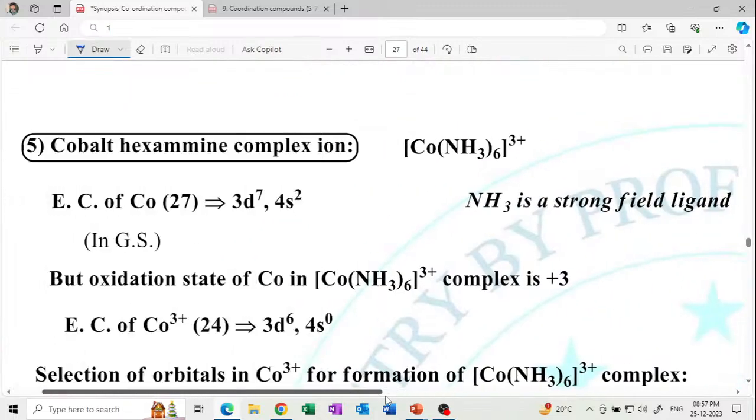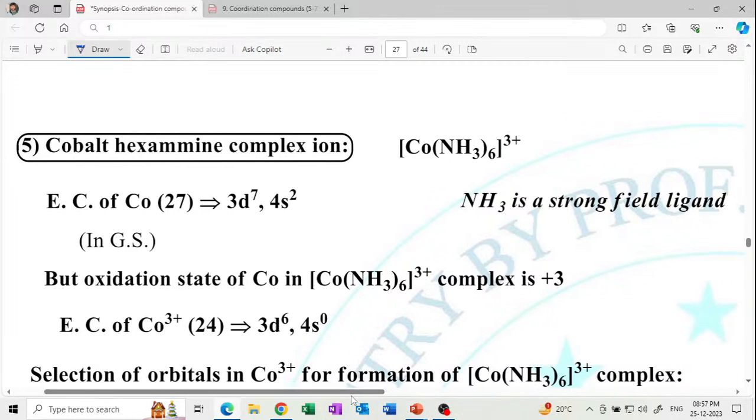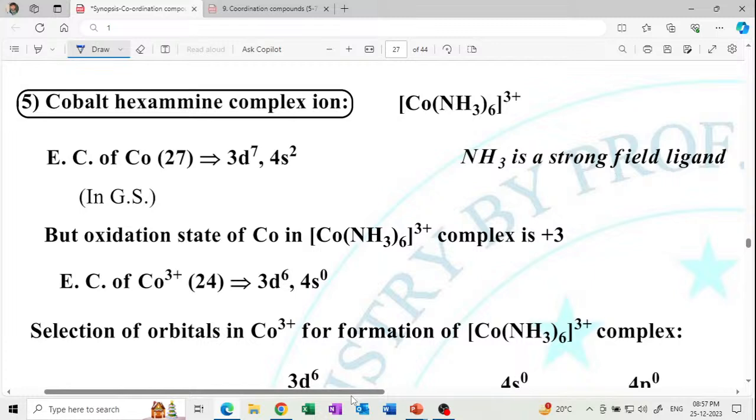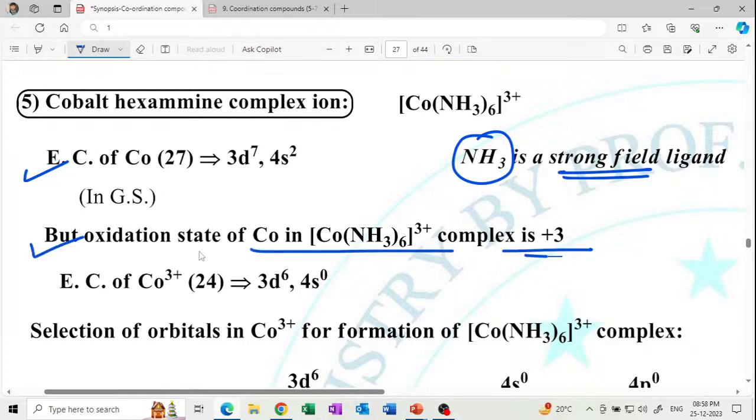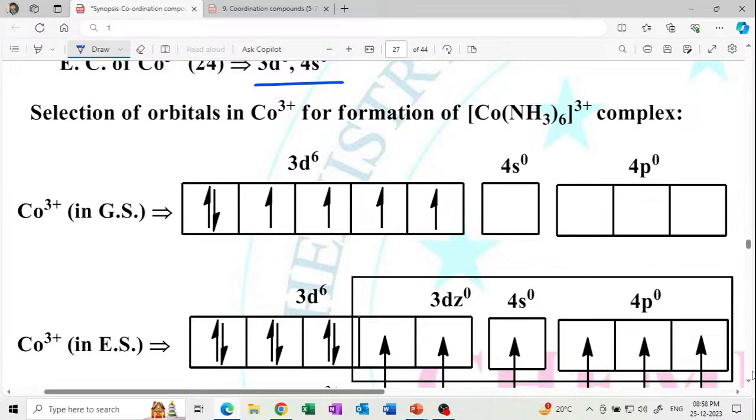Next complex is [Co(NH3)6]. Cobalt has atomic number 27, 3d7 4s2. NH3 is a strong field ligand. Get it? So the electronic configuration of cobalt, but the oxidation state of cobalt in the complex is +3. So 3d6. Cobalt is in the +3 oxidation state in this way.